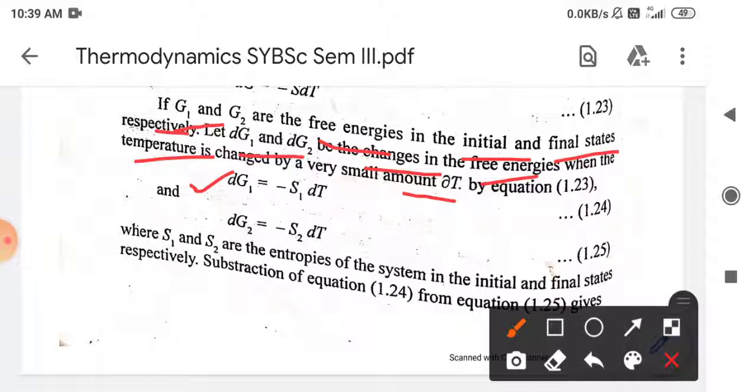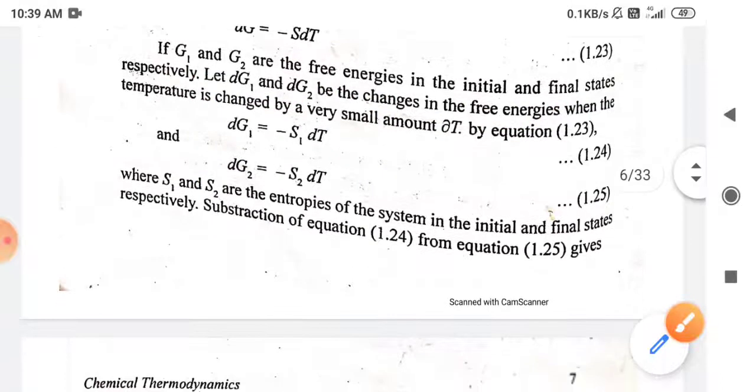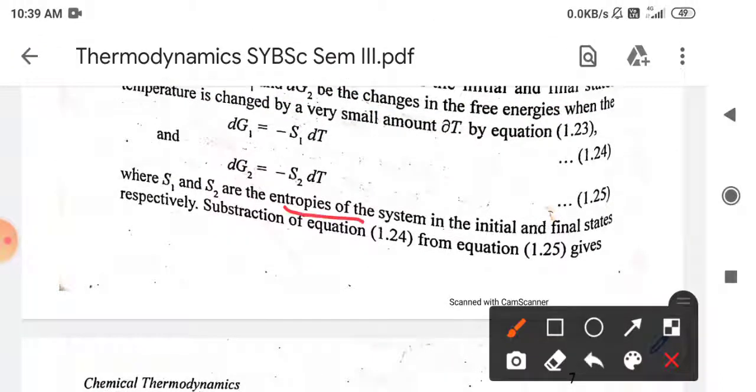Okay, so there is a first case, that is dG1 equals minus S1 dT, and dG2 equals minus S2 dT, where S1 and S2 are what? That is the entropies of a system in the initial and final state respectively.